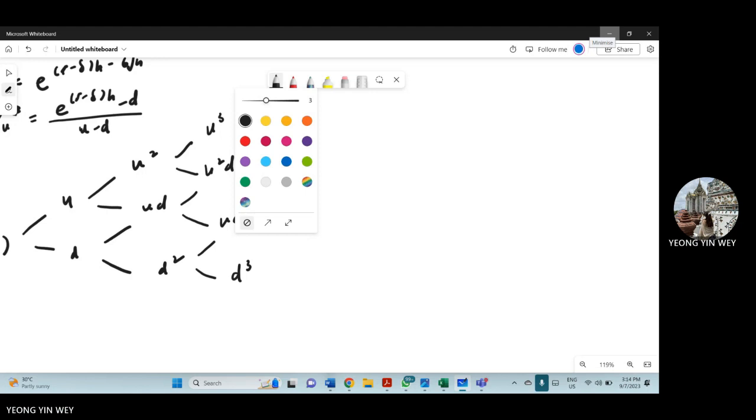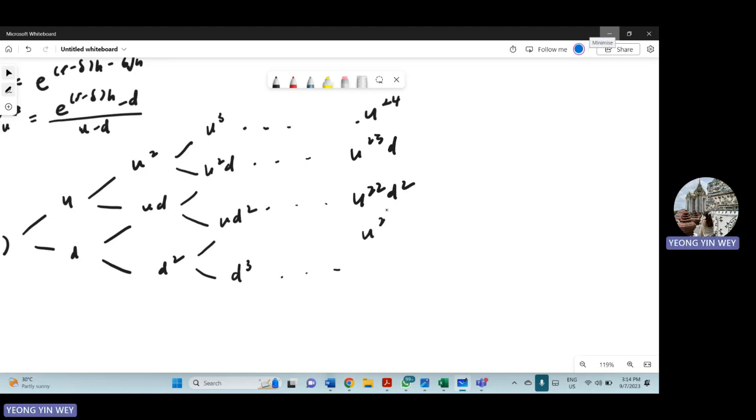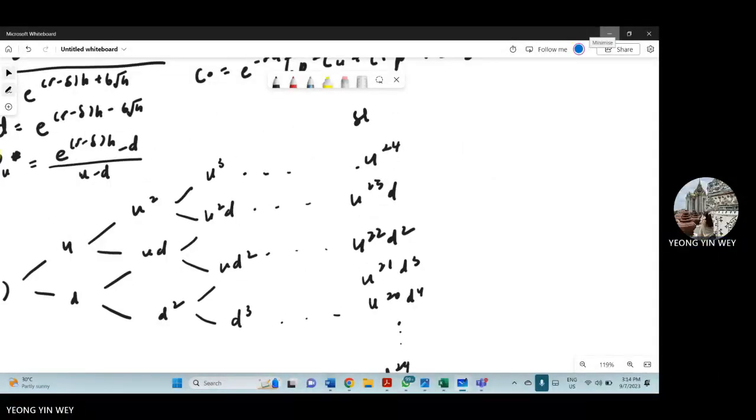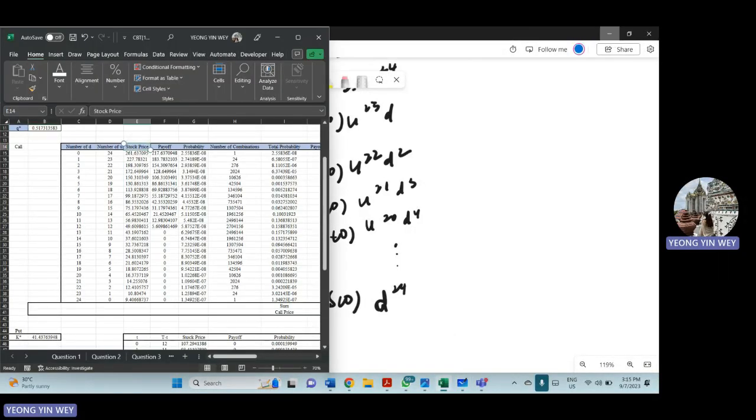So for this one, until period 24, we will have U24, U23D, U22D2, U21D3, U20D4 until D24. So our stock price will be equal to S0 times all of this. Basically, this is the column for stock price.